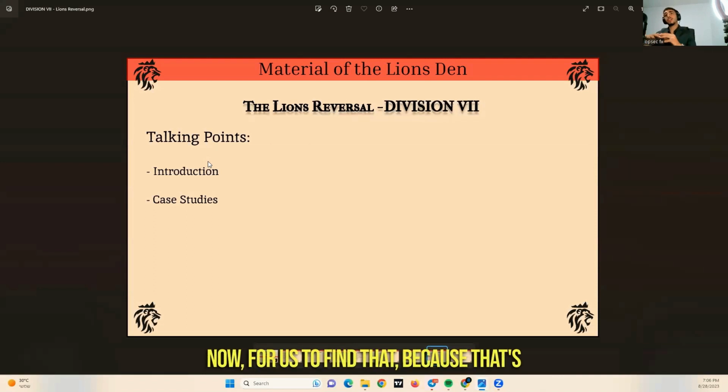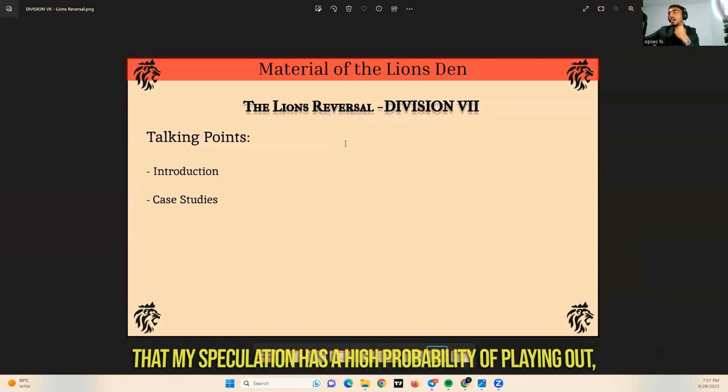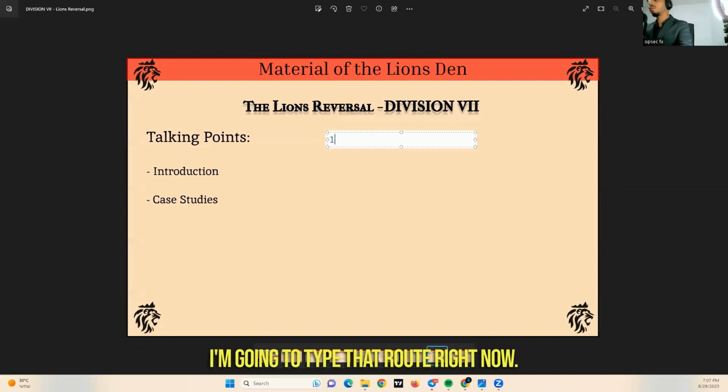Now, for us to find that, because that's very hard to find accurately, how do we find that? Well, we have to give room for error. The way we give room for error is by applying a certain set of criteria. The set of criteria that I apply to assure that my speculation has a high probability of playing out, I'm going to type that out right now.